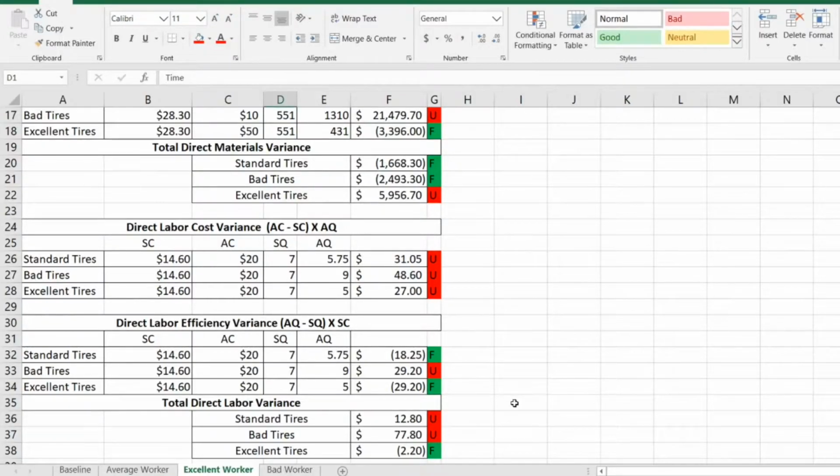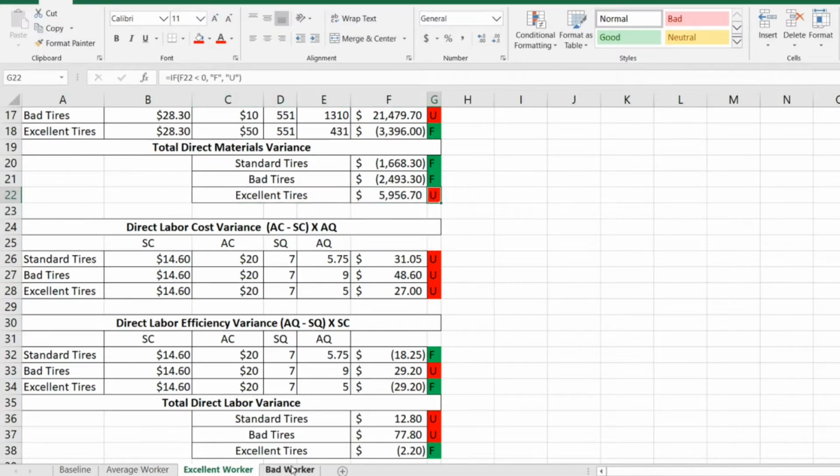So rather than going through each and every one of these reports, I'd like to just go over some of the results that I found interesting. For example, the excellent worker actually performed worse than our bad worker, which I found very surprising. I thought for sure that the excellent worker, even though he was making $20 an hour, would easily outperform the bad worker. However, when it comes down to the dollars, the bad worker has a $1,700 favorable outcome on standard tires, a $2,700 favorable on bad tires, and a $6,000 unfavorable on excellent tires, which when compared to the excellent worker, he has only $1,600 favorable on standard tires, a $2,500 favorable on bad tires, and a $5,900 unfavorable for excellent tires. So it only performs marginally better for excellent tires, which are unfavorable anyway.